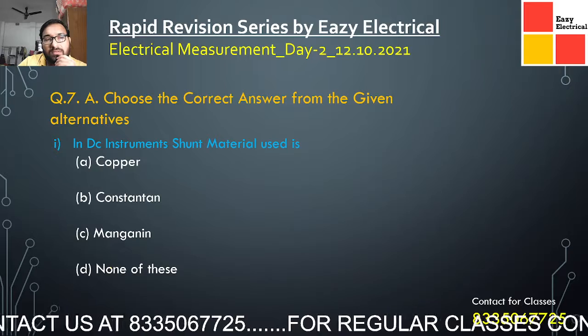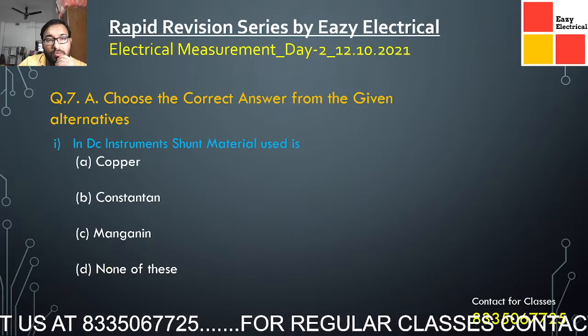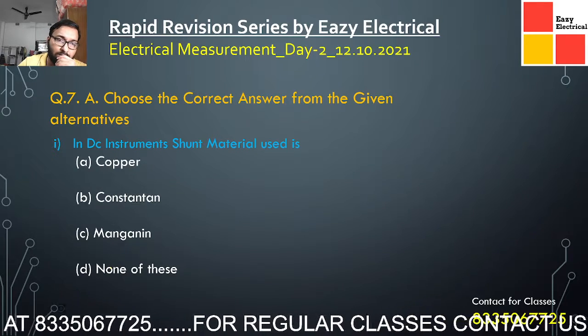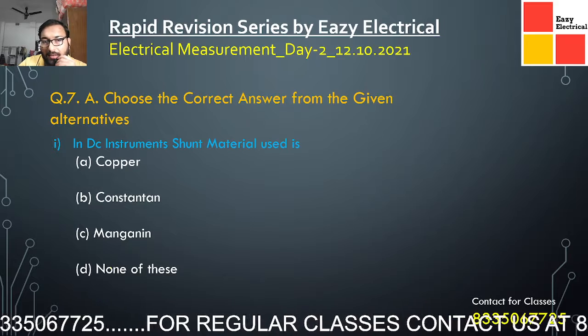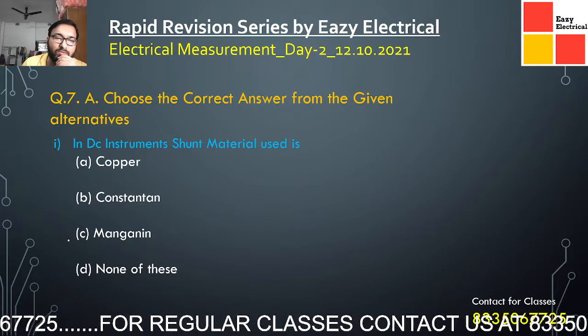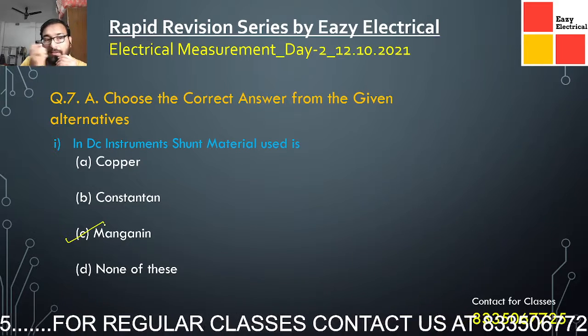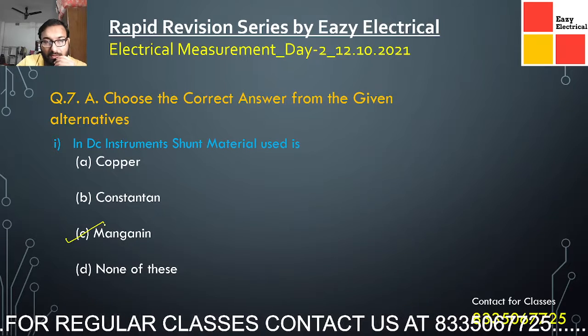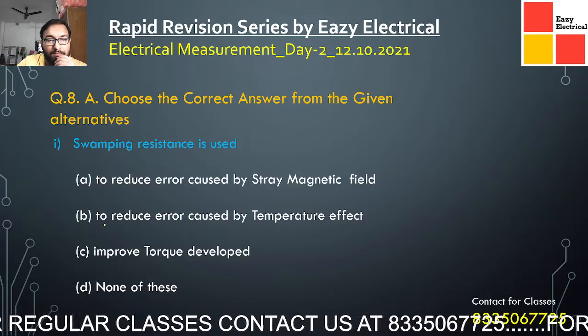In DC instruments, what type of shunt material do we use? Copper, constantan, manganese, or none of these? Basically manganese is one such material we use for the DC shunt. For DC shunt we are using manganese.